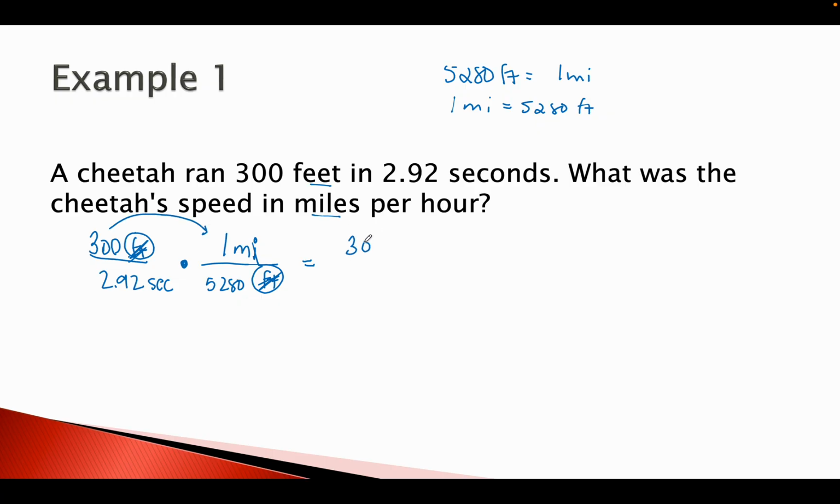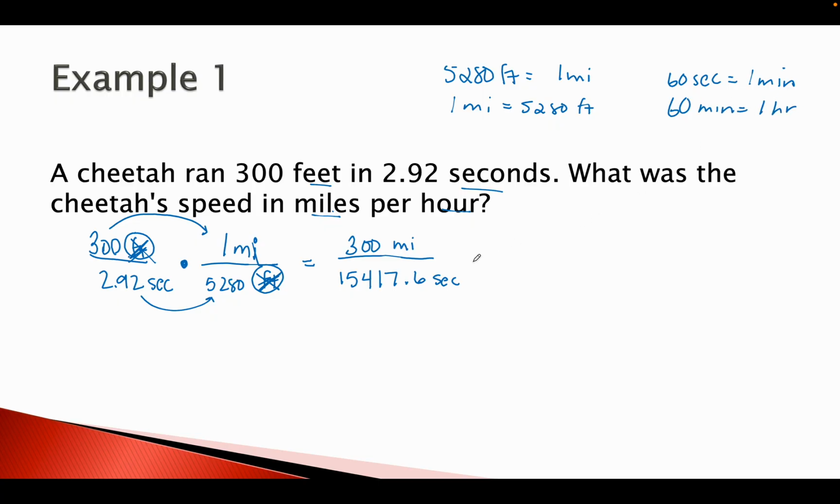300 times 1 is 300. And now I don't have feet anymore. Those canceled, so I have miles. On the bottom, I'm going to multiply 2.92 times 5,280, which gives me 15417.6, and seconds is my unit on the bottom right now because feet disappeared. Now I have miles, but I still need to change seconds into hours. So we know that there are 60 seconds in 1 minute, and then 60 minutes in 1 hour.